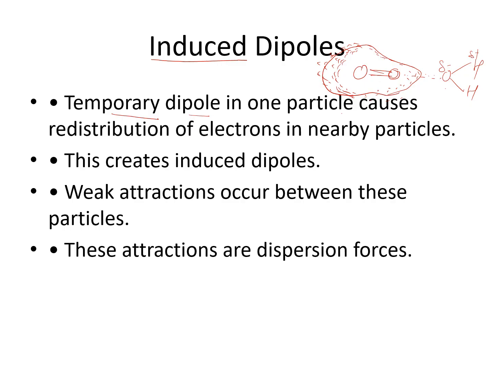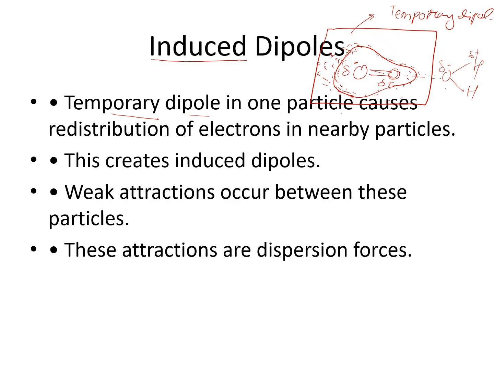Electron cloud will be like this. That means more electron cloud will be toward the second oxygen. That means this is getting a negative charge and this one is getting a positive charge. Now, this molecule was non-polar before, but the polarity has been induced in this because of the polar particles. Now, this is having a temporary dipole.